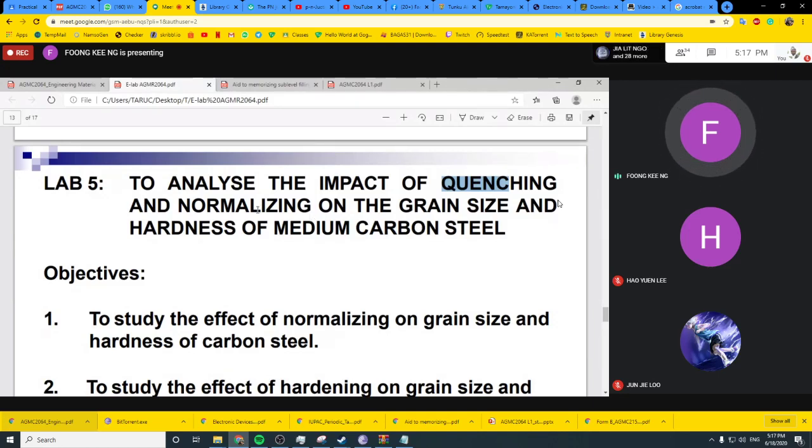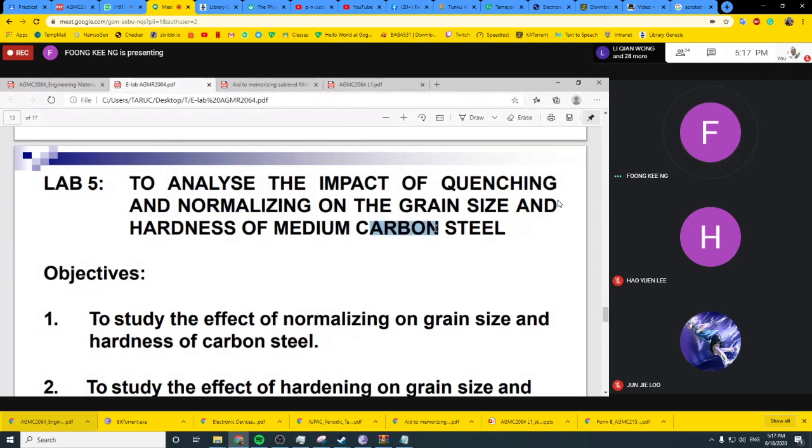Normalizing is what we mean by cooling in air, exposed air. There are two kinds of air. One is forced air, which means you use a high speed of air motion. Secondly, you just leave the sample at normal, ordinary room temperature, so it will cool down according to the normalizing range. So this is what is meant by normalizing. It's a technique to change the microstructure of the sample of medium carbon steel.